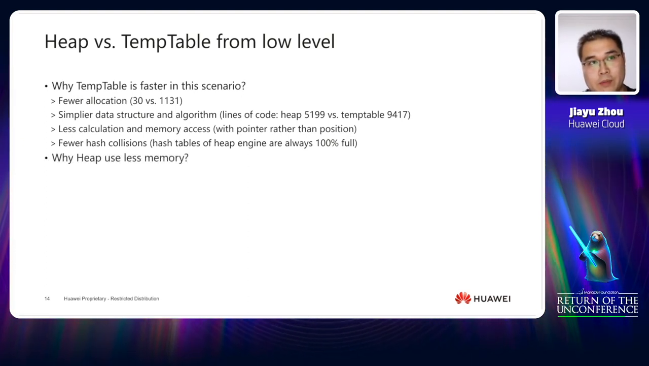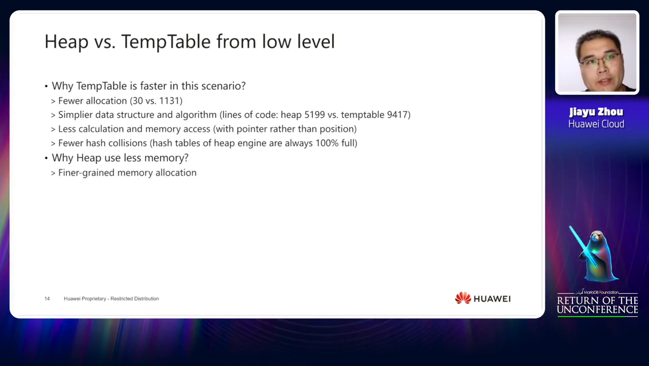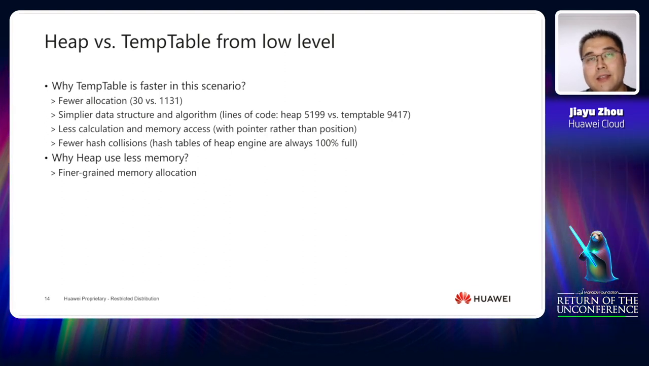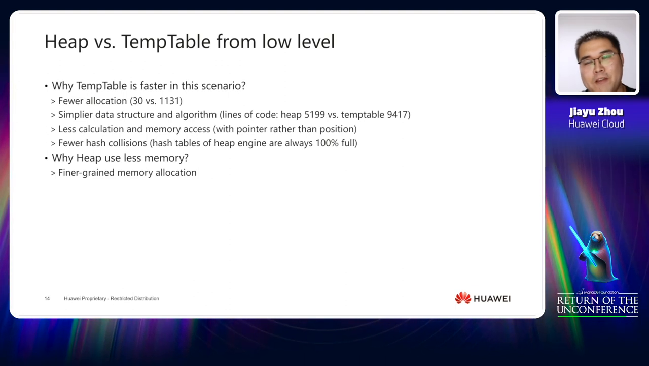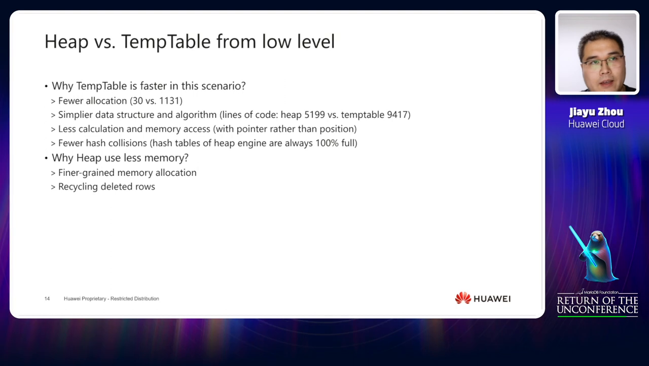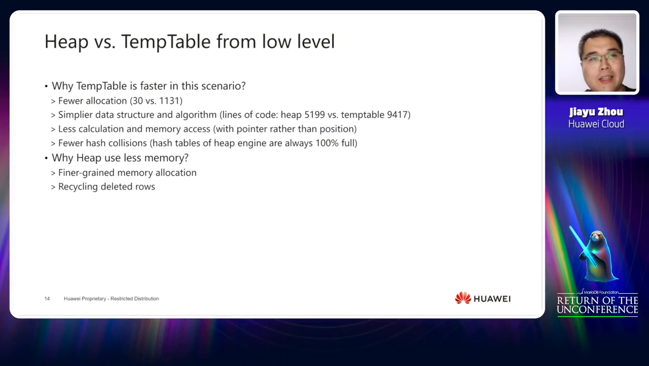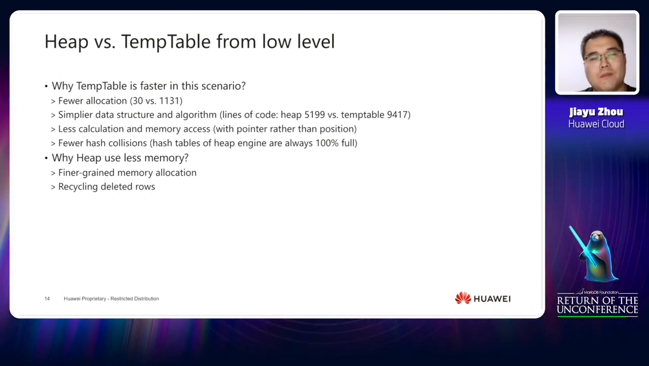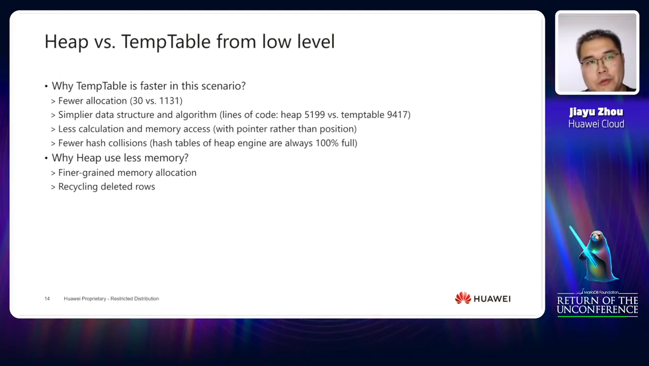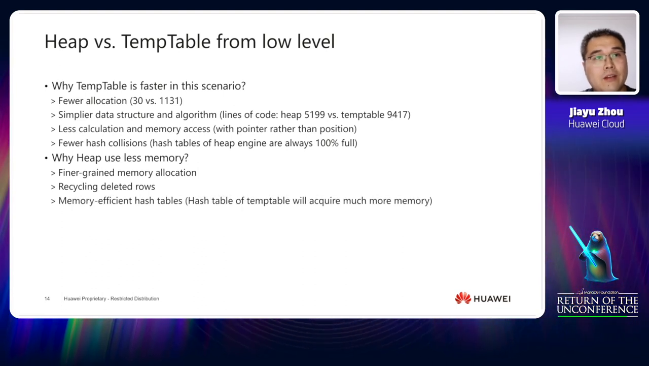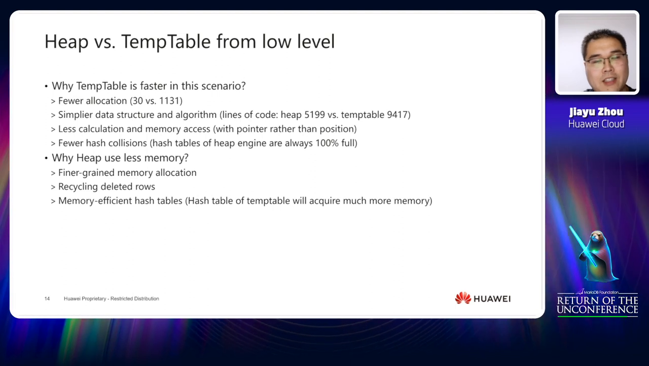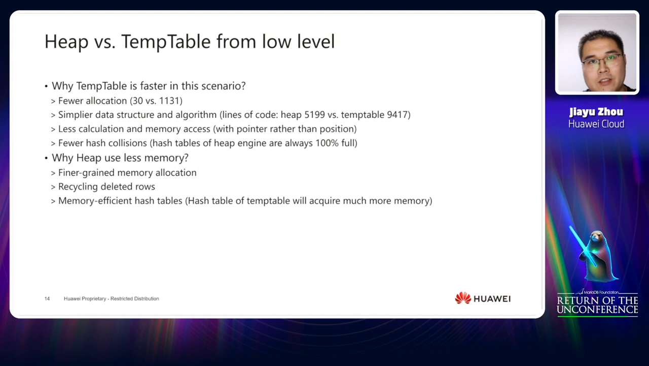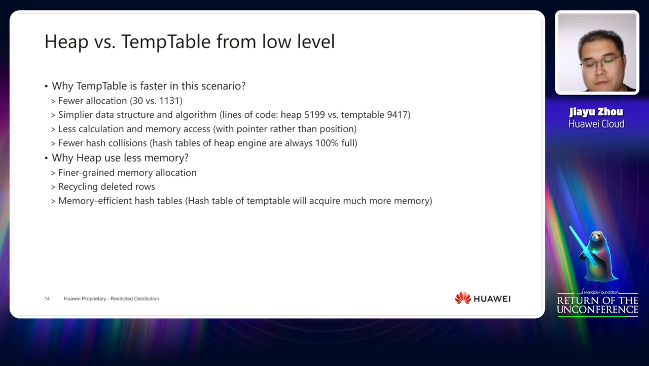And the second comparison is why Heap uses less memory. Because Heap has finer grained memory allocation, the Heap engine only allocates 64 kilobytes at once, but TempTable will allocate more than 500 megabytes at most. And the Heap engine will always recycle deleted rows, but for most deleted rows, TempTable can't reuse their memory. And the third is the Heap engine uses memory efficient hash tables. Although it suffers from hard collisions, it sure saves lots of memory.